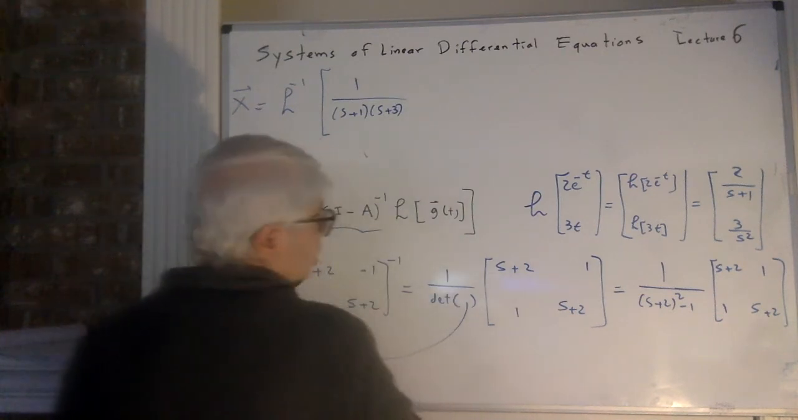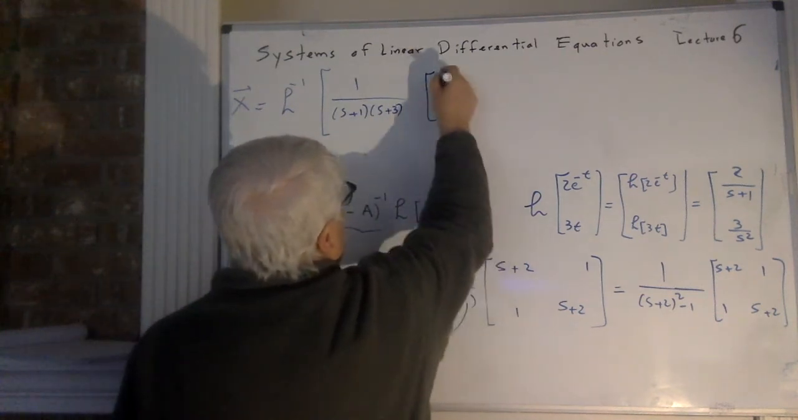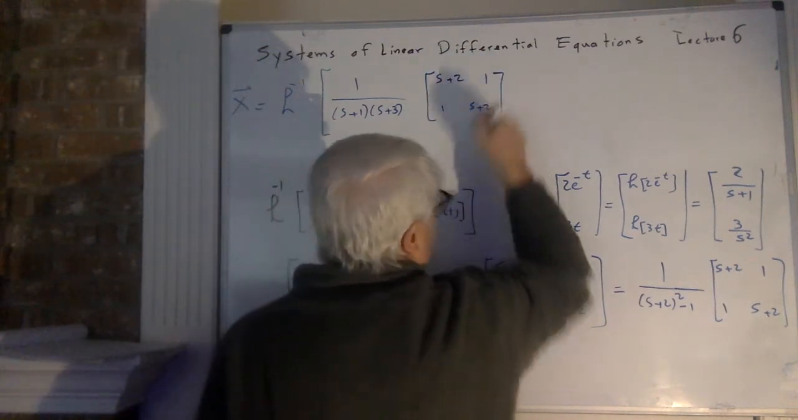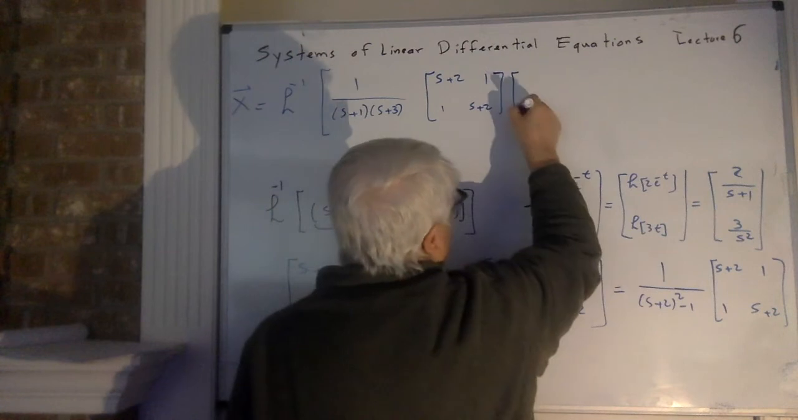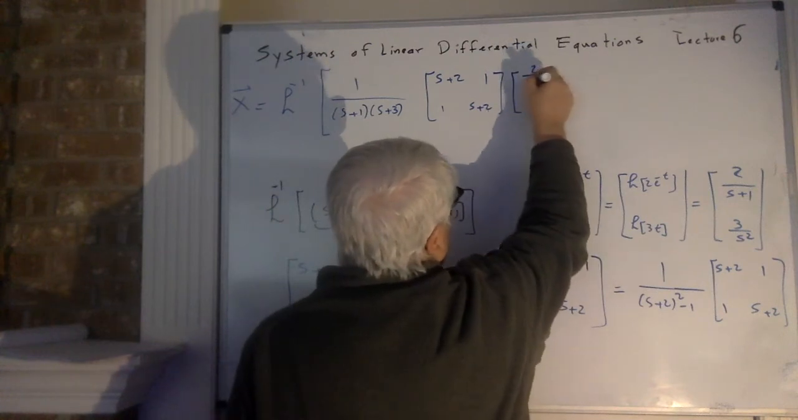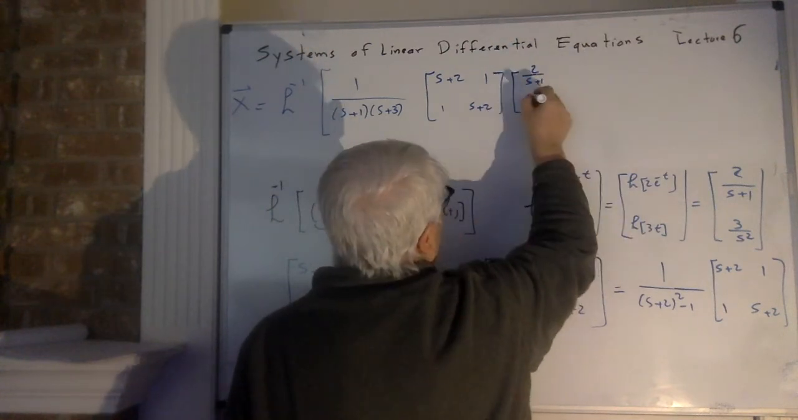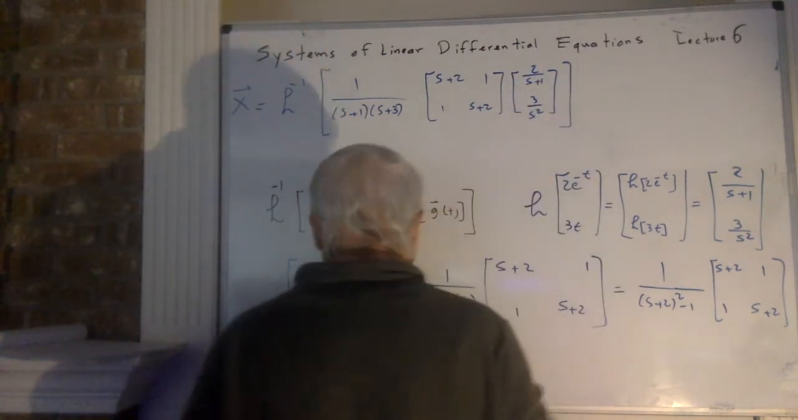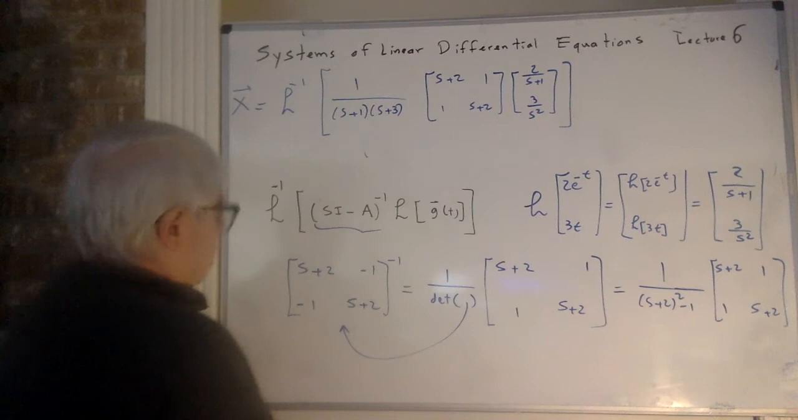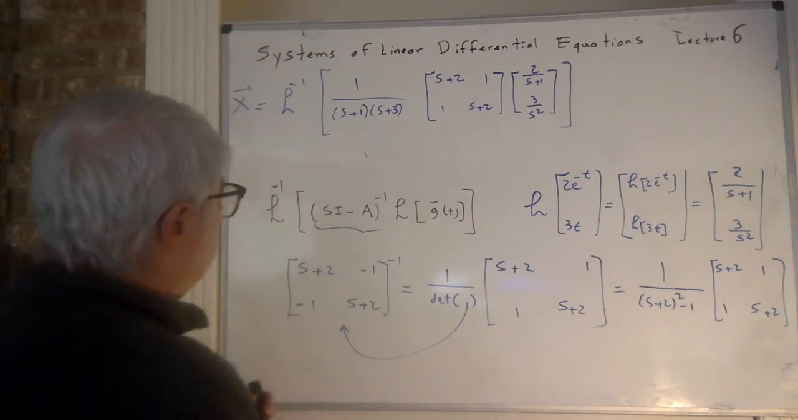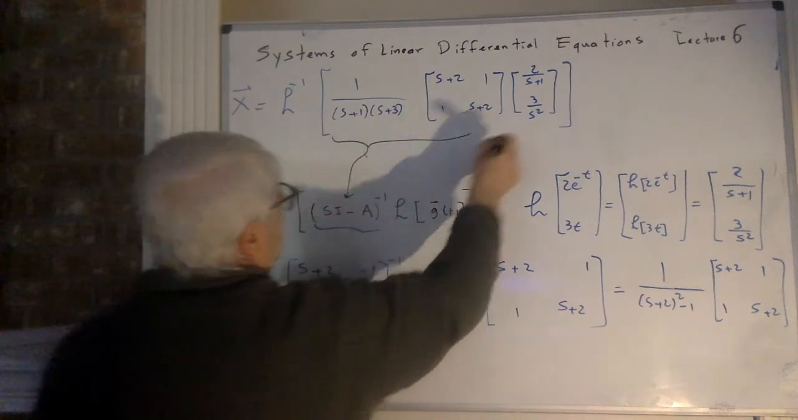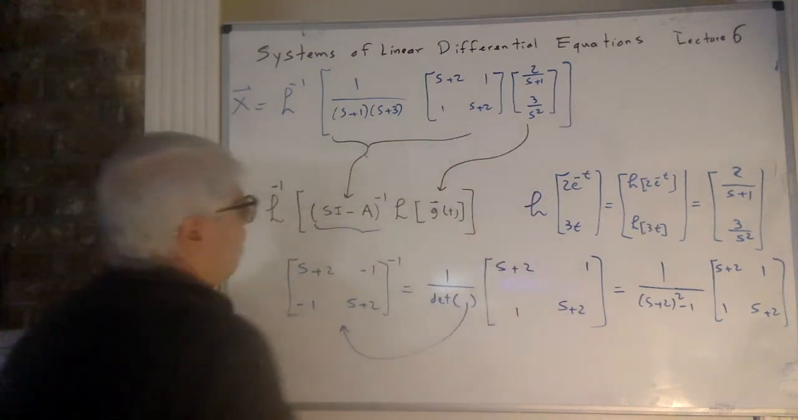And that is s plus 2, 1 s plus 2 times this, 2 over s plus 1 and 3 over s squared. Right? So this is that s minus 1 inverse. This is this thing, and this is this thing. Okay?